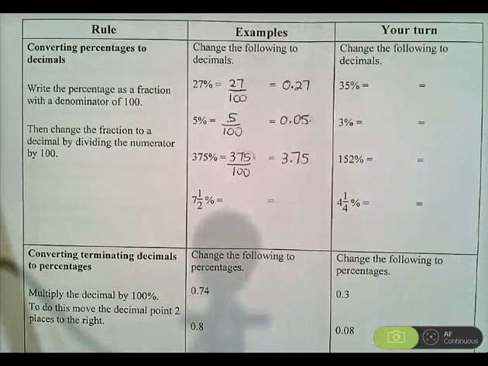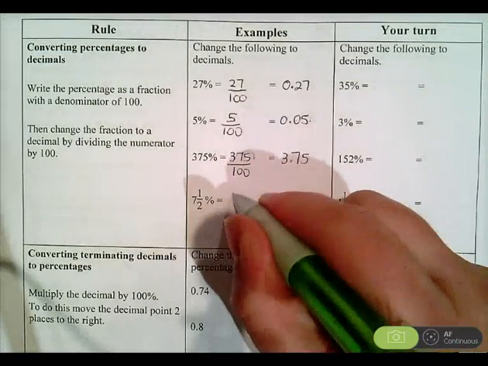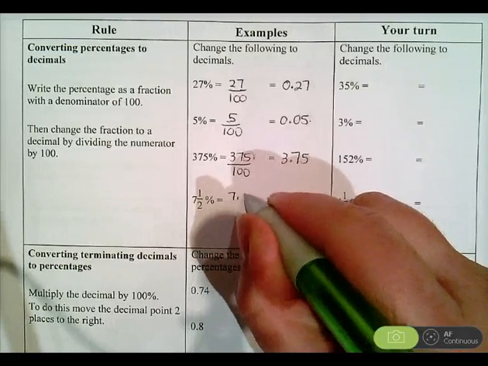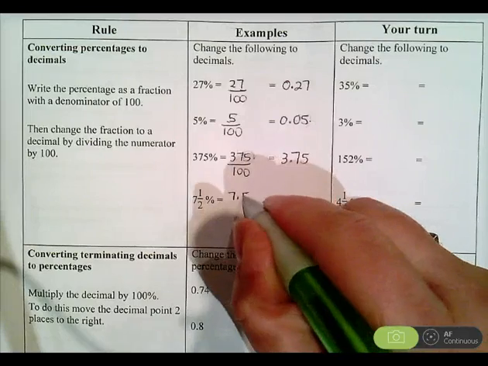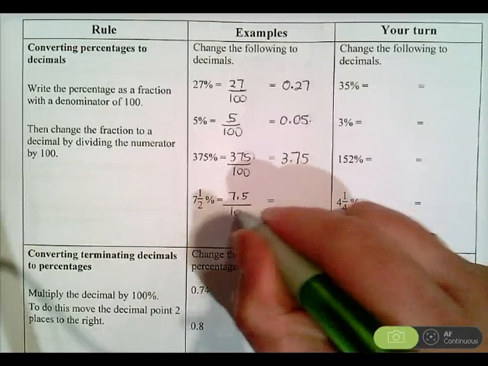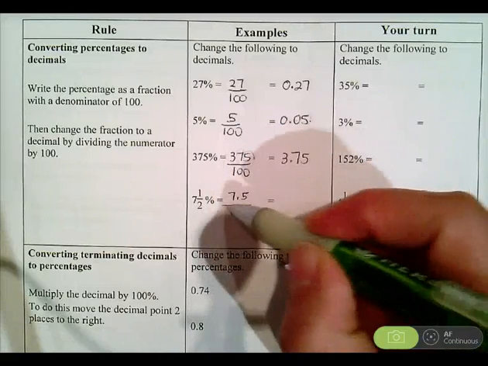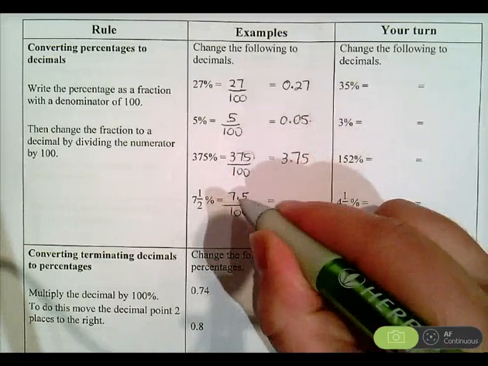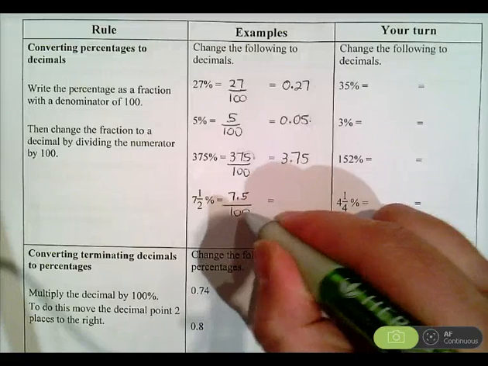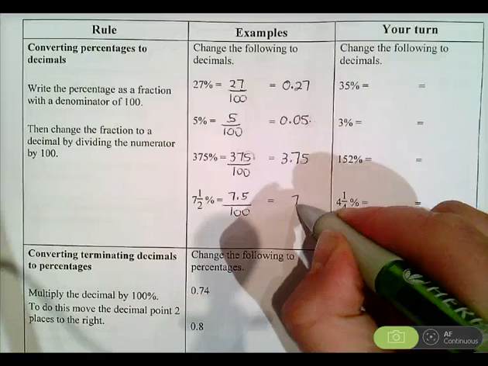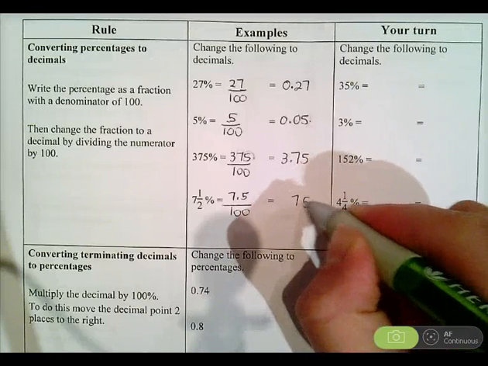Now, looking at our last question here, 7.5%. So what I'm going to do is write 7.5 as 7.5 over 100. So the 7.5 is a 7.5 and percent means over 100. Now, to change that to a decimal, I need to divide it by 100. So at the moment, my decimal point is between the 7 and the 5.